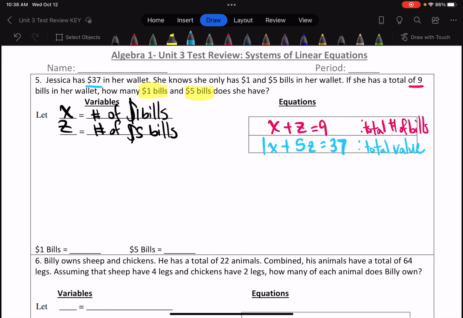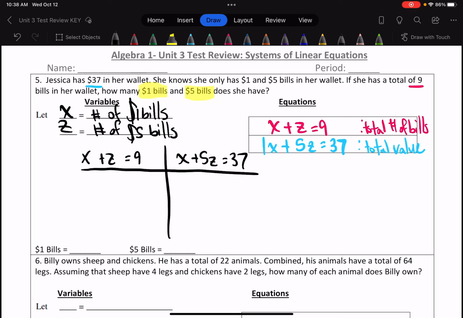Well, I've now got two equations. I've got x plus z is equal to 9. And because it has a coefficient of 1, I'm just going to write the second equation as x plus 5z is equal to 37. And I'm going to solve these using substitution. In order to do that, I need to isolate a variable first. It doesn't matter which one we choose, x or z. We can solve either one first. I'm going to look at that first equation and subtract a z to start off with. So that's going to give me a new equation, x equals 9 minus z.